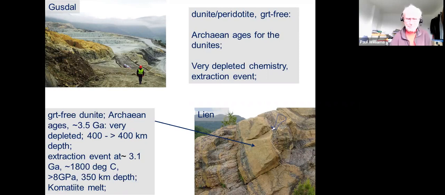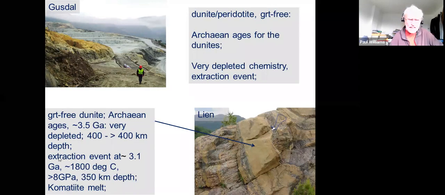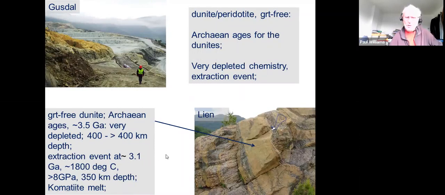It's very depleted. And it comes from a depth of somewhere between, well, 400 probably. It's probably quite a bit deeper than 400. And what we haven't found out yet, but we are now going to divulge, is that it has had an extraction event which we can date at about 3.1 Ga. And we know from the chemistry that what we extracted from this melt was something called a komatiite.